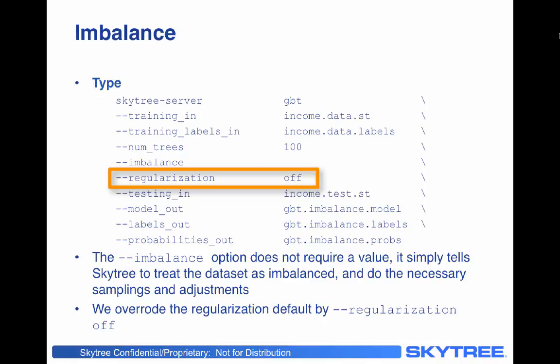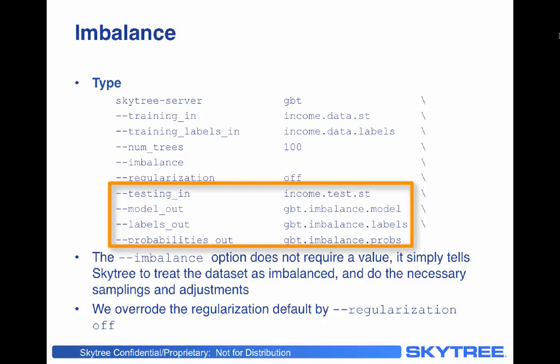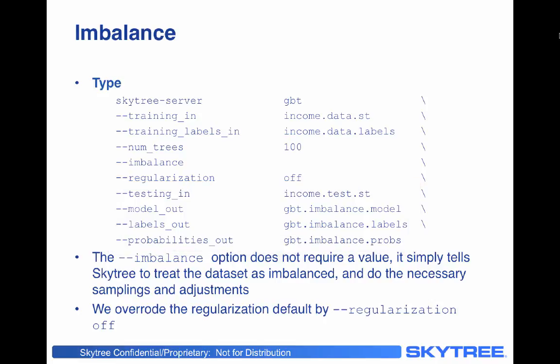And that regularization cannot be used simultaneously with the imbalance option, so we just turn it off here. We then specify the testing file and the output files for the model that we want to write out and the predicted probabilities and labels. So with this one, Skytree will create a model using the training set and by doing the necessary adjustments for the imbalance in the data, and then use that model to make predictions on the test set and write out those predictions and also write out the model obtained.